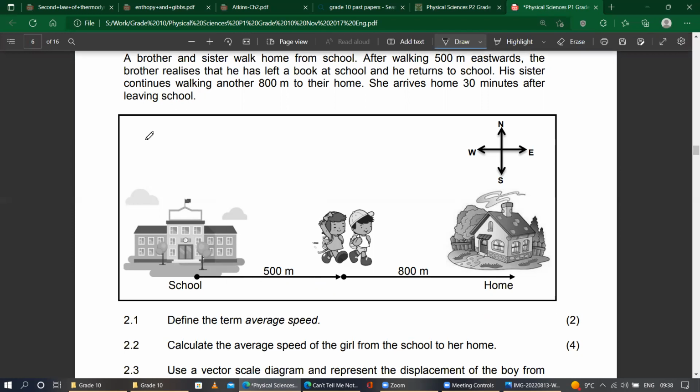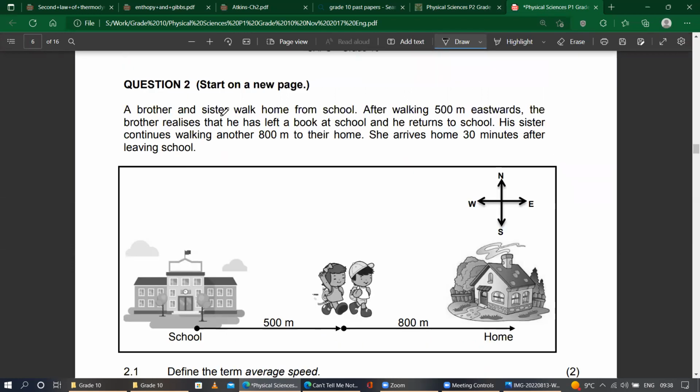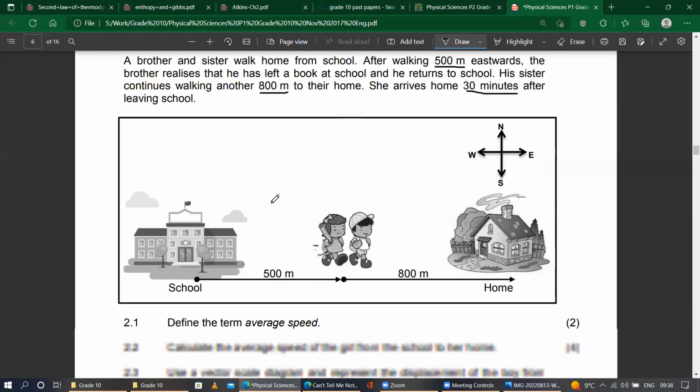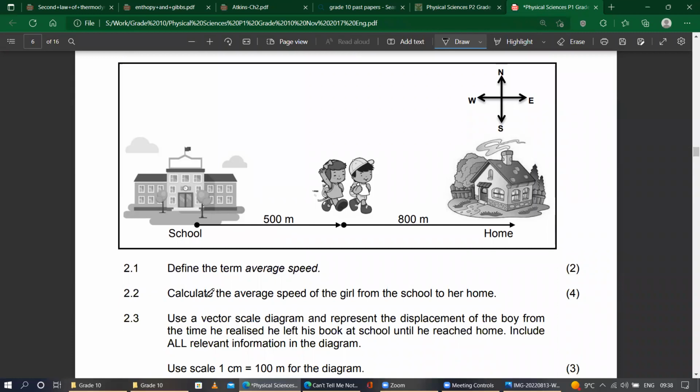Let's start. A brother and a sister walk home from school. They walk 500 meters to the east. The brother realizes that he has left his book at school. He returns to school. His sister continues walking another 800 meters to their house. She arrives home 30 minutes after leaving school, right? So they say calculate the average speed of the girl from school to her home.